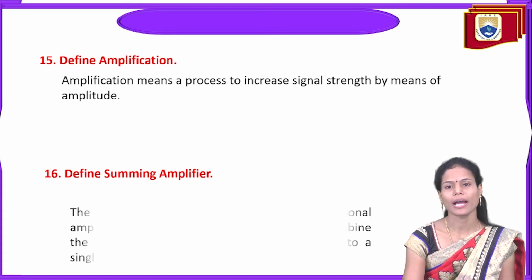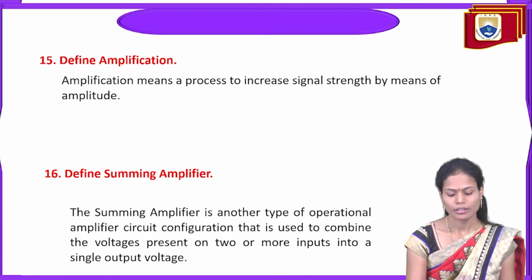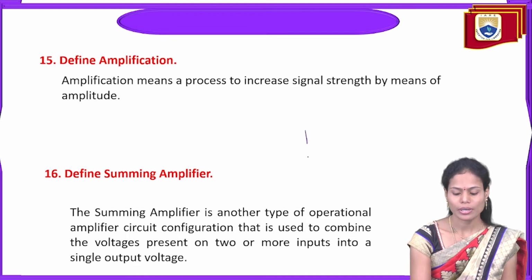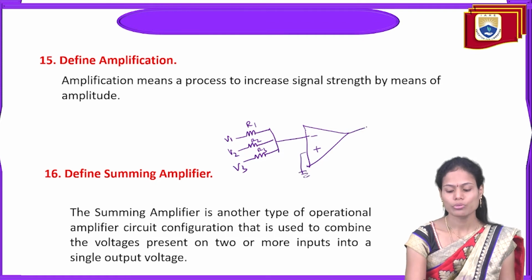And next, define summing amplifier. The summing amplifier is one of the types of operational amplifier. It is used to add or combine the different voltages applied across the operational amplifier. For example, I am taking the operational amplifier here, and to the inverting terminal, I am connecting 3 different voltages through 3 different resistances. So these are V1, V2, V3 voltages I am applying to the inverting terminal. So across the output, I'll get minus of V1 plus V2 plus V3.